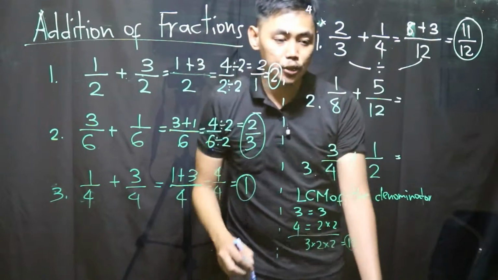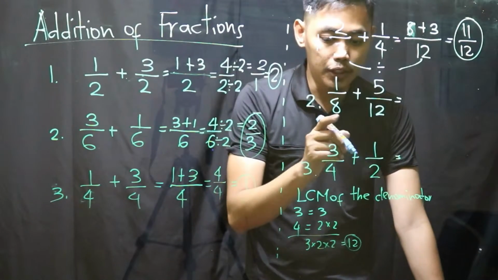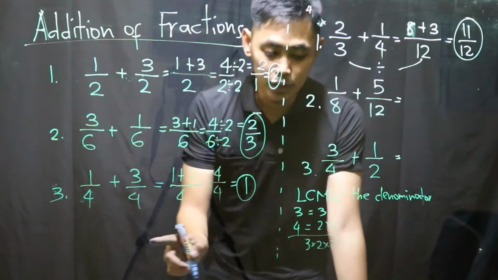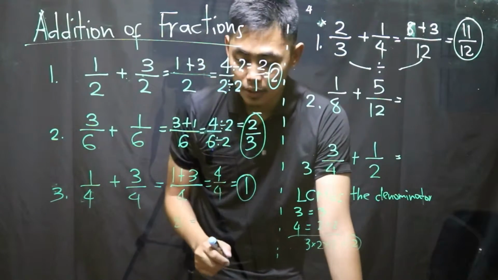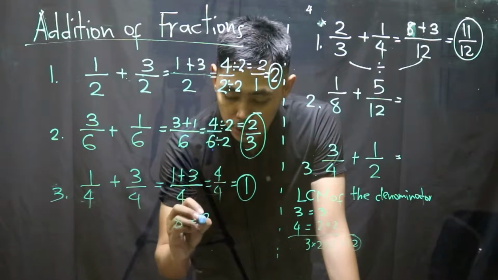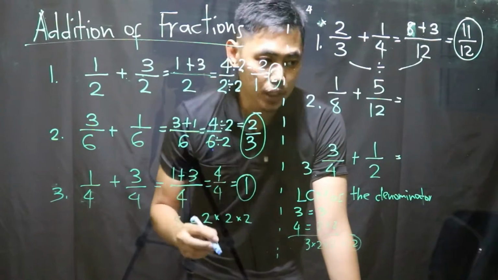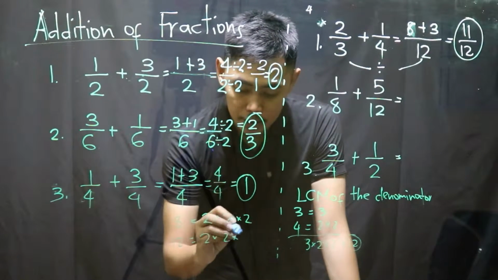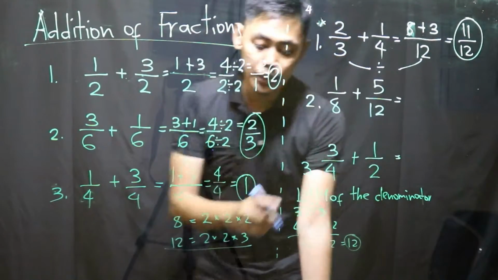So we'll continue to the next one. We have 1/8 plus 5 over 12. Now, to solve this, we will need to find the LCM of our denominators. We will solve that one here. What are the prime factorizations of 8? That would be 2 times 2 times 2. How about 12? That would be 2 times 2 times 3. Now, we will find the least common multiple.